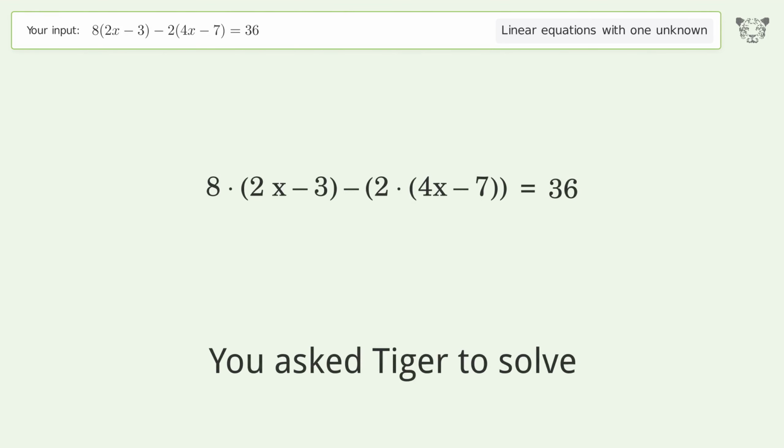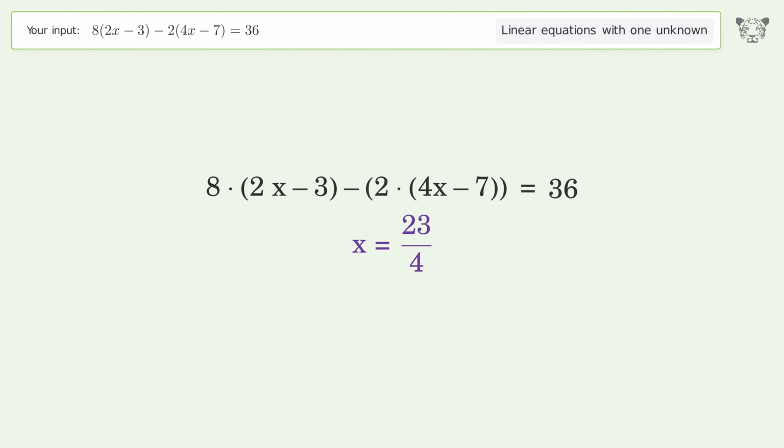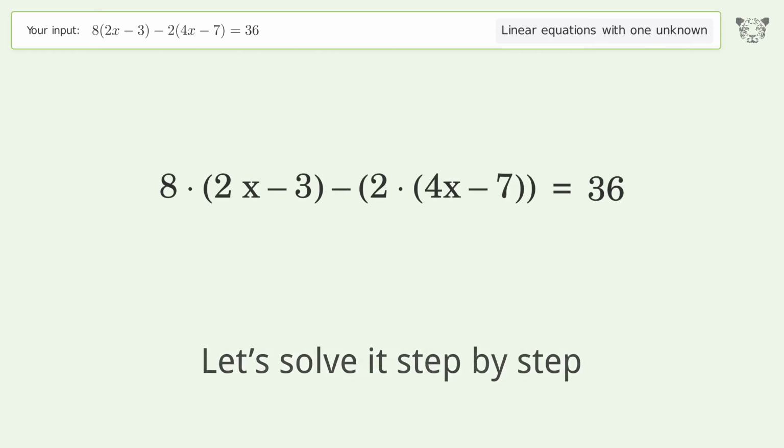You ask Tiger to solve this. This deals with linear equations with one unknown. The final result is x equals 23/4. Let's solve it step by step.